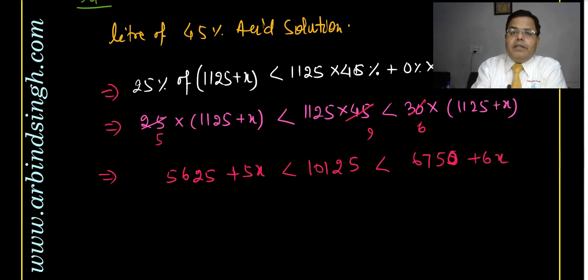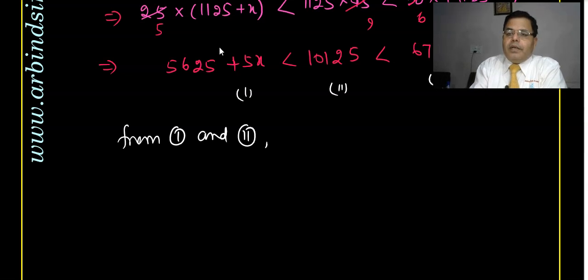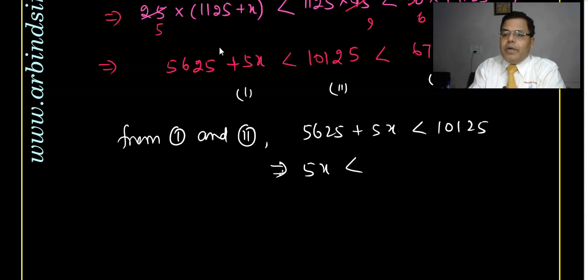Okay, now there are 3 inequalities which you have. So this is 1, this is 2 and this is 3. From first and second, again we can proceed in the same way. From first and second we have 5625 plus 5x is less than 10125, and therefore 5x is less than 2525 is 0 and 11 minus 6 is 5. And this is 9 minus 5 is 4. So x is less than 900.